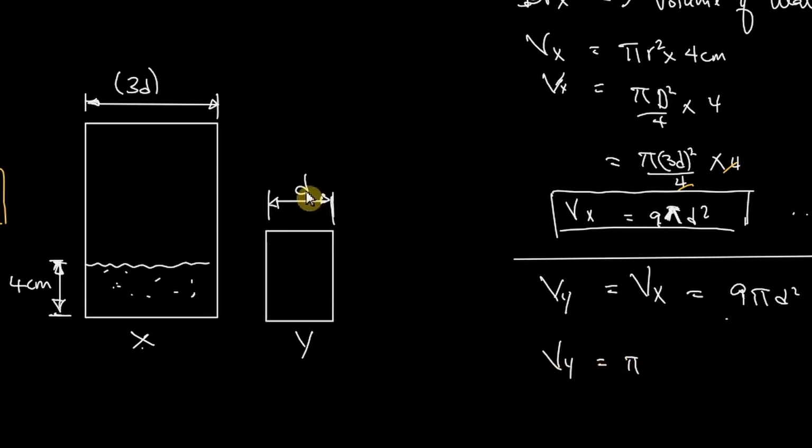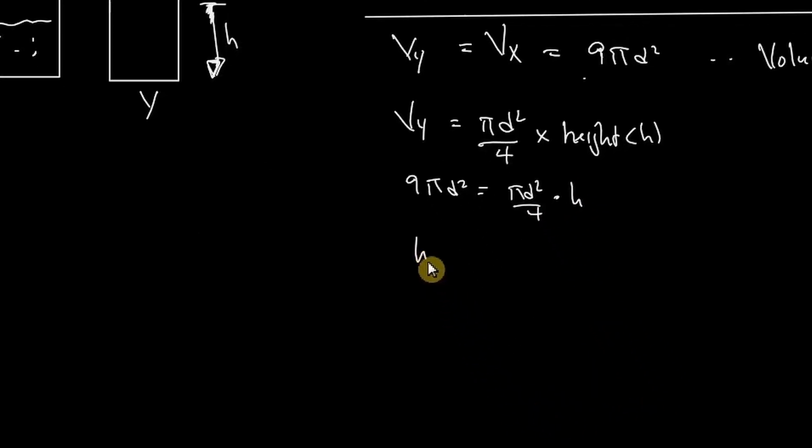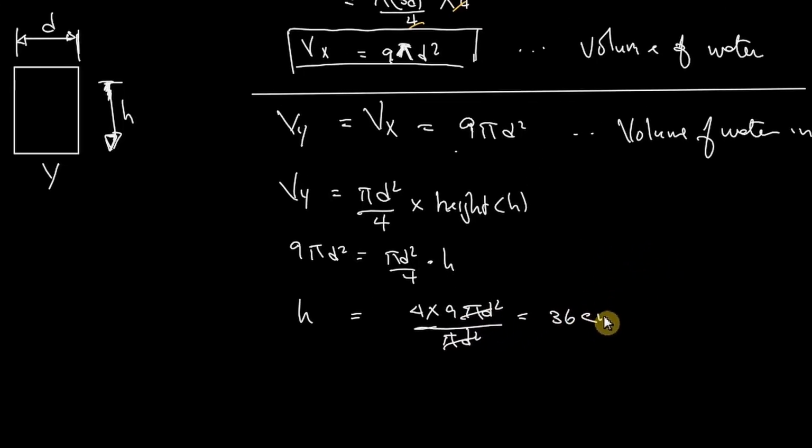Since we know that the volume of water in jar Y can be written as Vy is equal to pi, in this case small d squared over 4, times the height, and let's call this height h, we need to determine the height h. We can then determine that 9 pi d squared is equal to pi d squared over 4 times h, and we can do some manipulation here. So h works out to be 4 times 9 pi d squared all over pi d squared. These two will cancel, and you'd have 36 centimeters of water in jar Y.